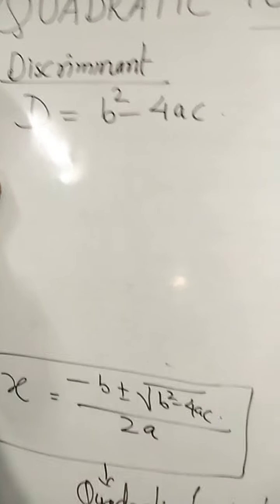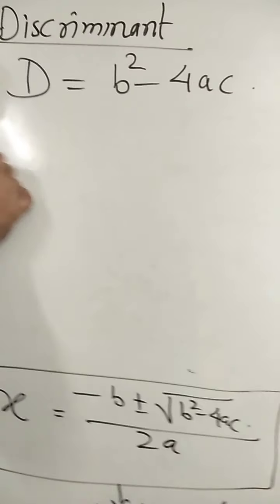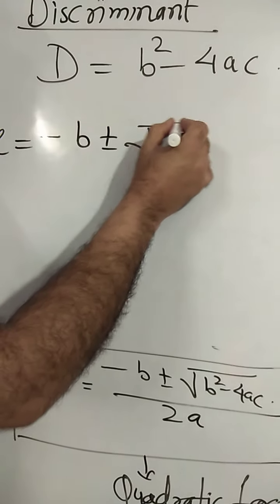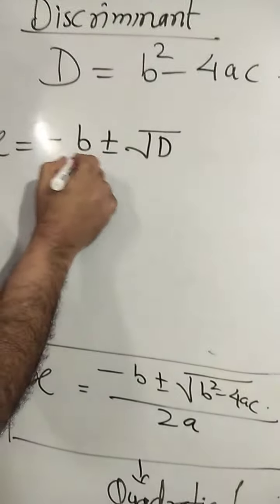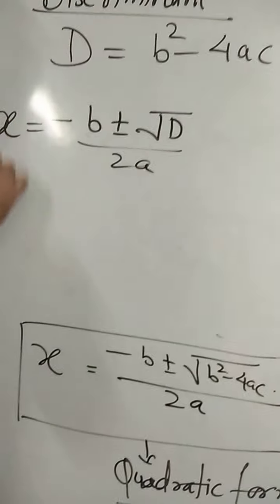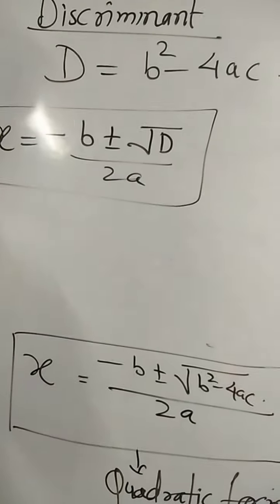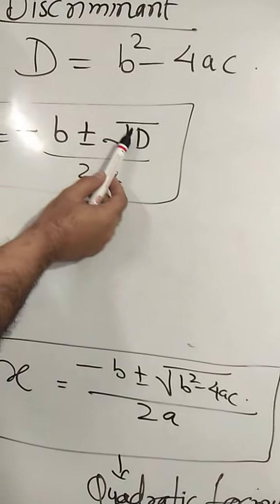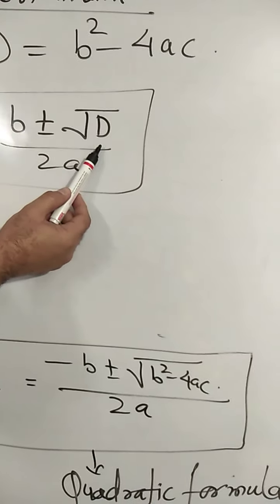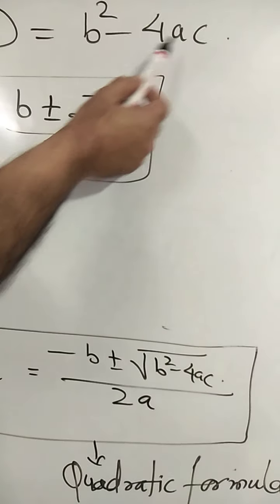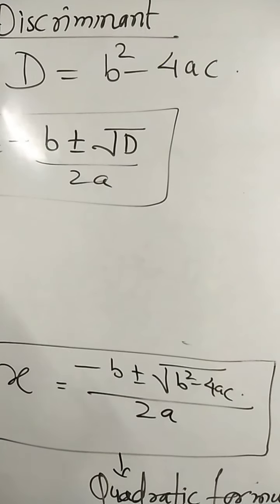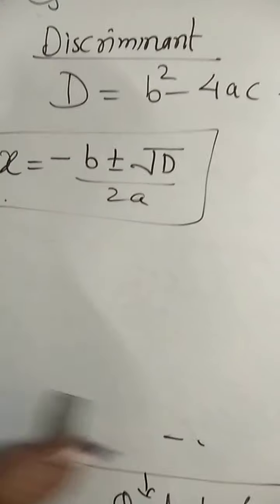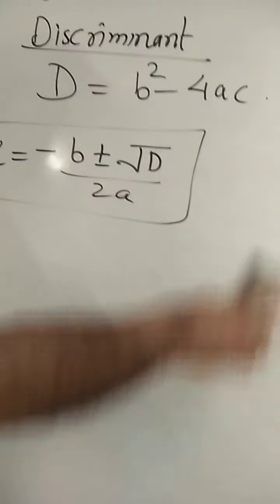So we can write this formula now in this way also, in the short form: minus b plus minus under root D, I will write, over 2a. This way you can remember this formula also. X equals minus b plus minus under root D. What is D? Discriminant. What is that equal to? B square minus 4ac. Now this discriminant is a very important term in this formula.